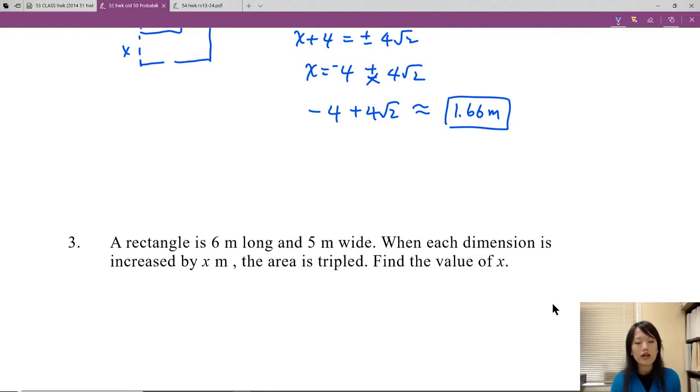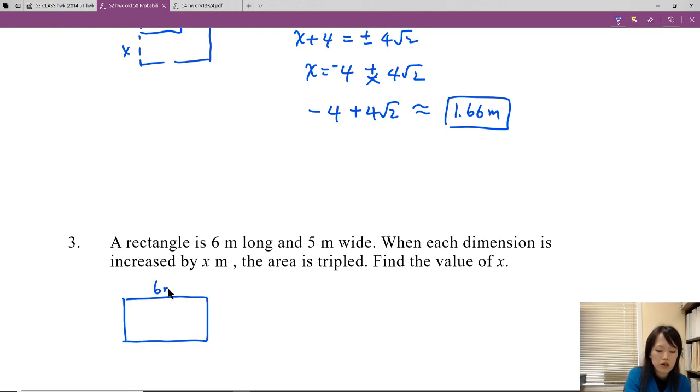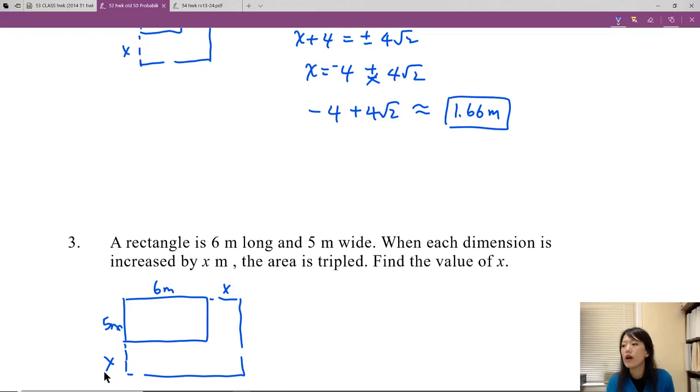Number 3, it says a rectangle of 6 meters by 5 meters. When each dimension is increased by x, the area is tripled. So 6 meters, 5 meters, increase by x here, by x here. And then your new area is 3 times the original one. So how would I do that one?